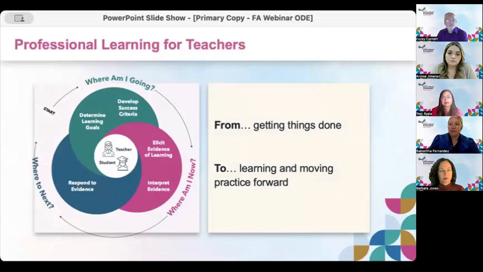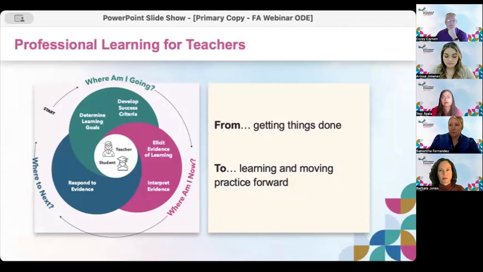And then a major part of creating that culture is the professional learning that happens for teachers at the site. So when we're thinking about engaging teachers in professional learning, shifting away from that getting things done model and moving towards learning and moving practice forward. So when we're thinking about engaging teachers, we think kind of how Ms. Jimenez did with her students, engaging her students in the feedback loop. We do the same when we think of professional learning for our teachers.